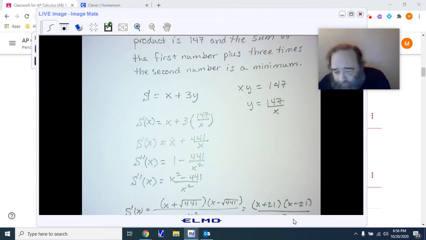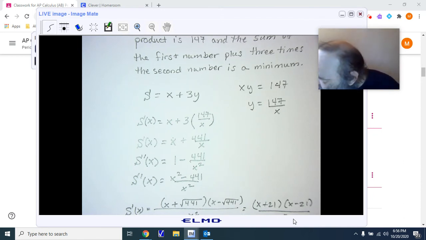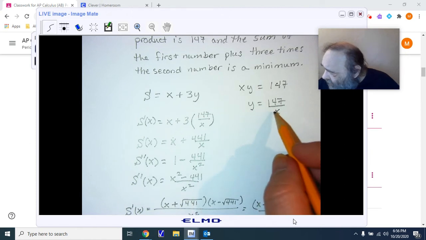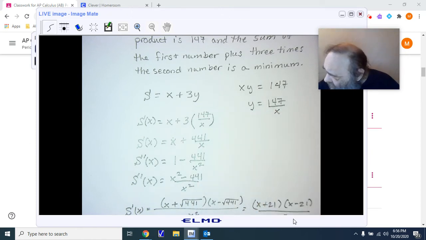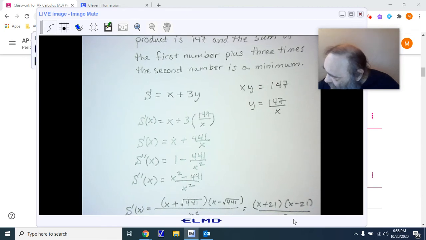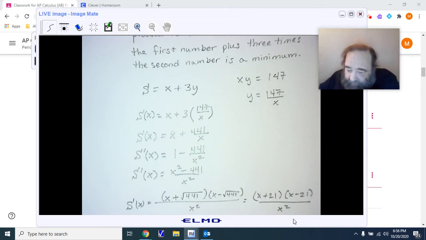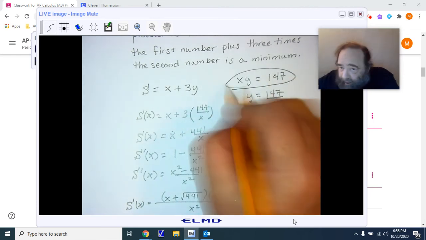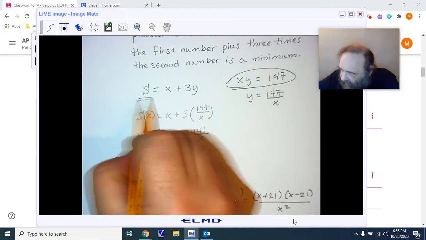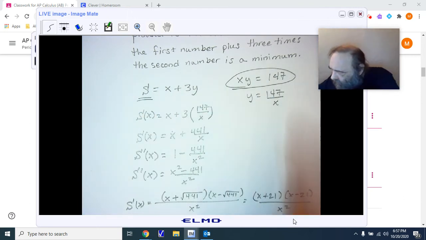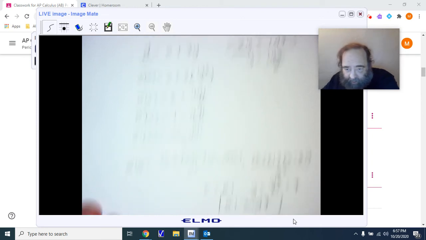Since we also know that our y value is going to be 147 divided by 21, let's just put that in. 147 divided by 21 is equal to 7. So the two values are 21 and 7. Notice here is my linking equation right here. Here is the equation they have me minimizing. And those are my two values right down at the bottom.